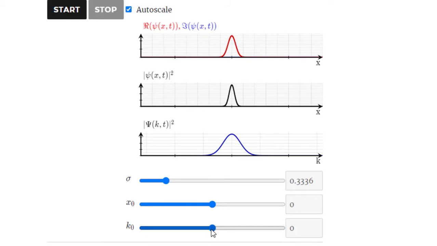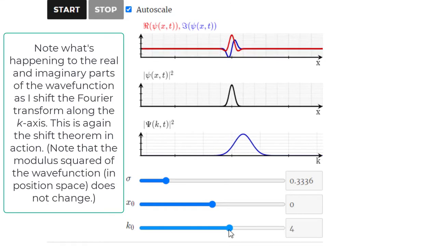And if we think about what that means, it means that we've got equal numbers of waves that can travel in that direction and equal numbers of waves that can travel in the opposite direction. That means that what we end up with is no net momentum, and our wave function does not travel along in space.